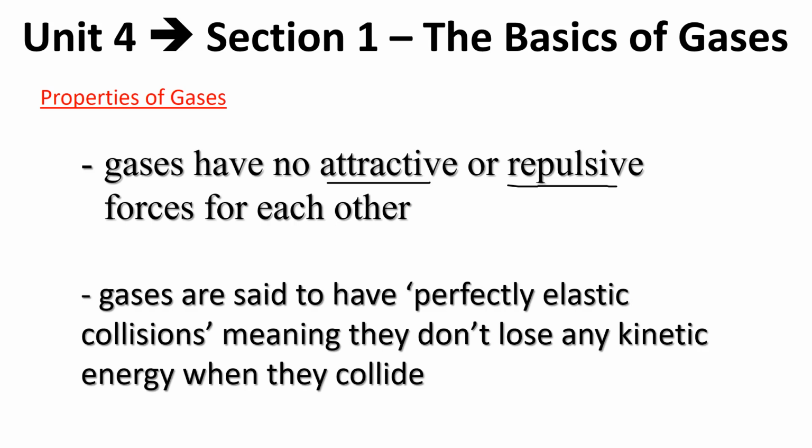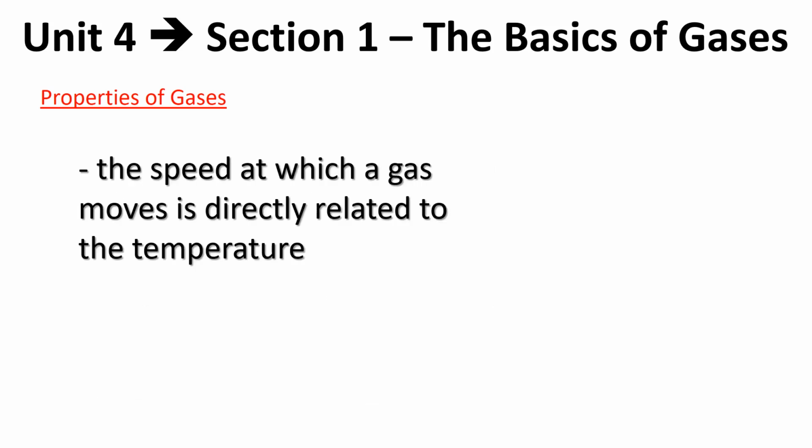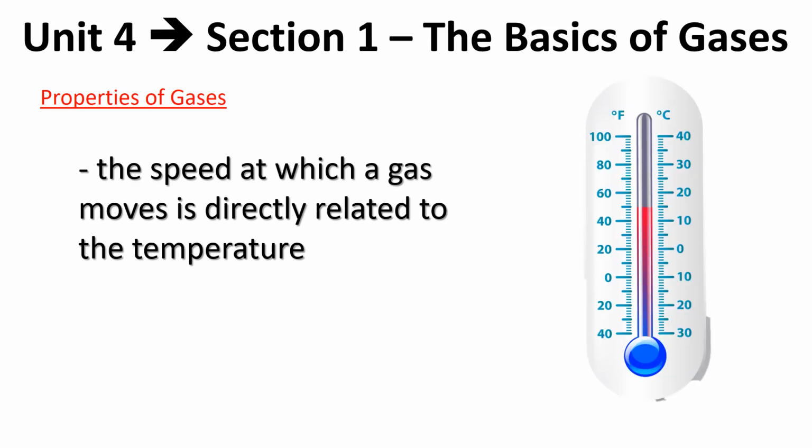As well, gases are said to have perfectly elastic collisions, which means they don't lose any kinetic energy, and kinetic energy just refers to the energy of motion. So when these particles are in motion and they collide with each other, they just bounce off. They don't lose any of their energy. And again, that is different from any other particle out there because we're used to particles losing their kinetic energy as they move along. And gases just keep on going because if they did lose their kinetic energy, when these gases collided with each other, they'd eventually run out of energy and they'd be piled up all over the floor. We know that is not the case. And lastly, the speed at which a gas moves is directly related to its temperature. We're going to explore that a little more in a second.